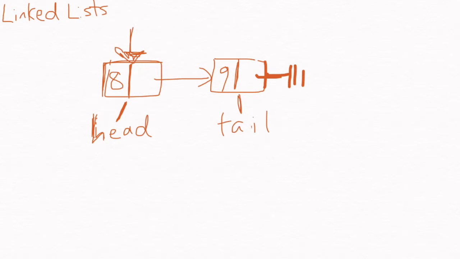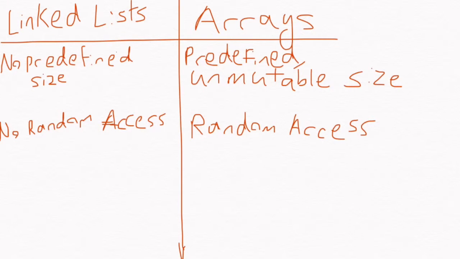The last thing we'll talk about in this video is the differences between arrays and linked lists. When you create an array, you have to give a predefined size. That size does not change. So if you have an array of size 5 and you want to add a 6th element onto it, you have to make a new array of size 6 and then transfer all the data over, which is very inefficient. With the linked list though, you don't have to predefine a size. You can always just add on another node to the end.